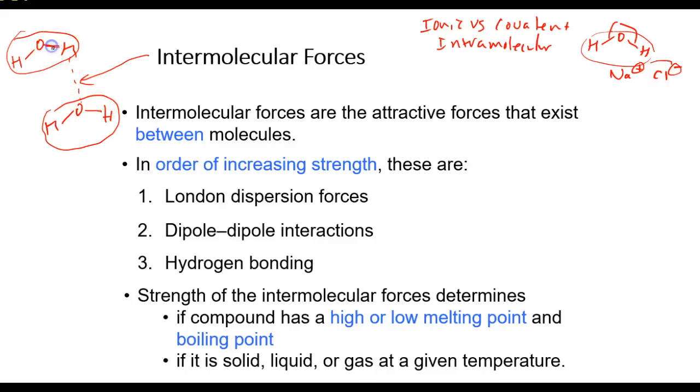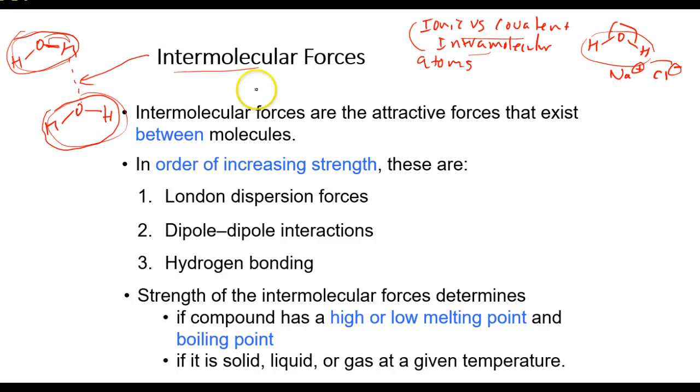Remember, the attractive force between two atoms is called a covalent or ionic bond. This is between atoms. Okay, I think I said molecules by accident earlier. I meant to say atoms. Forces between atoms are called intramolecular forces, ionic and covalent bonds. But between molecules, this molecule and this molecule, it is called an intermolecular force.